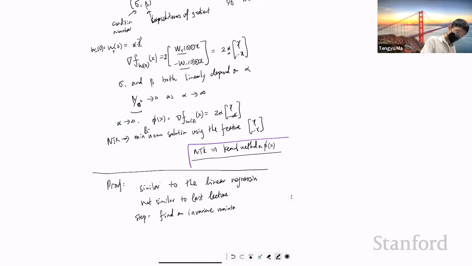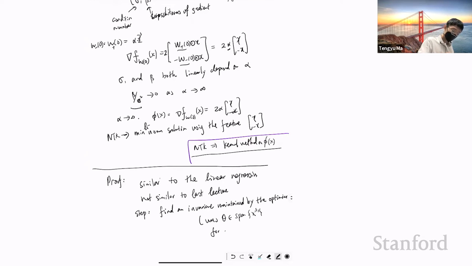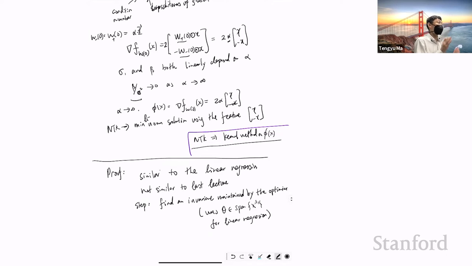maintained by the algorithm, by the optimizer. And recall that this invariance was that theta is in the span of x_i, for linear regression. This was probably 2 or 3 lectures ago when we analyzed the implicit regularization effect of initialization for linear regression. We said that because you initialize at 0 and use gradient descent, you're always in the span of the data. And here we're going to find a different invariance, which is more complicated. It's even harder to express, but we're going to find it.